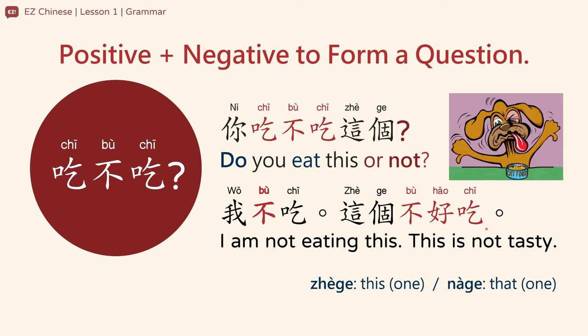You can also ask this way. 这个好吃? 不好吃? Is this delicious or not? 这个不好吃? This is not tasty.